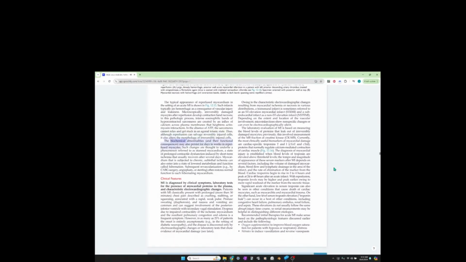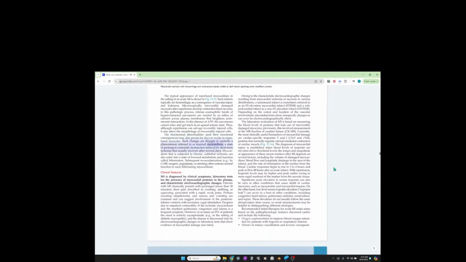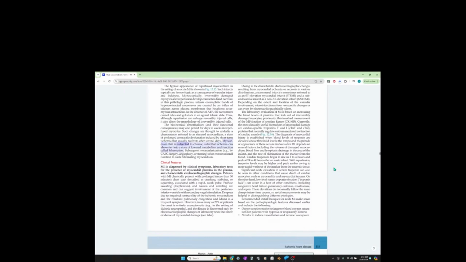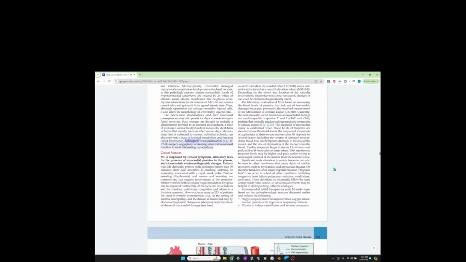The biochemical abnormalities may also persist for days to weeks in reperfused myocytes. Such changes are thought to underlie a phenomenon referred to as stunned myocardium, a state of prolonged contractile dysfunction induced by short-term ischemia that usually recovers after several days. Myocardium that is subjected to chronic, sublethal ischemia can also enter into a state of lowered metabolism and function called hibernation. Subsequent revascularization often restores normal function to such hibernating myocardium.